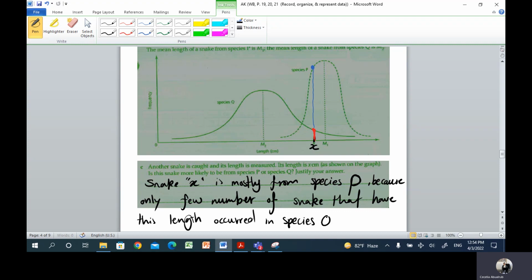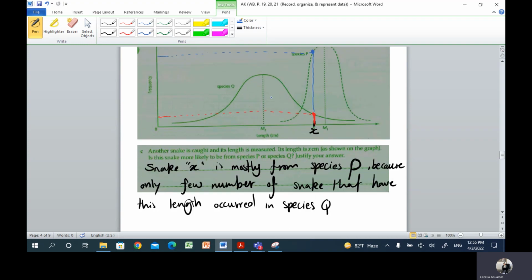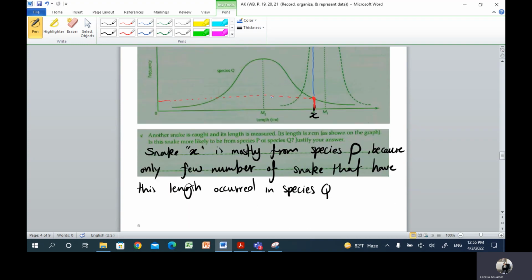As you can see here, the frequency here is way less than the frequency here. So most likely a snake with this length would be from species P rather than from species Q.